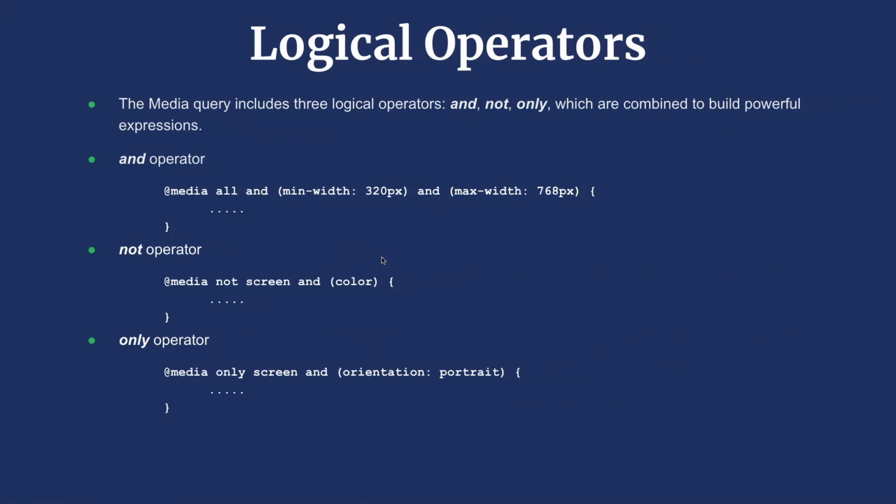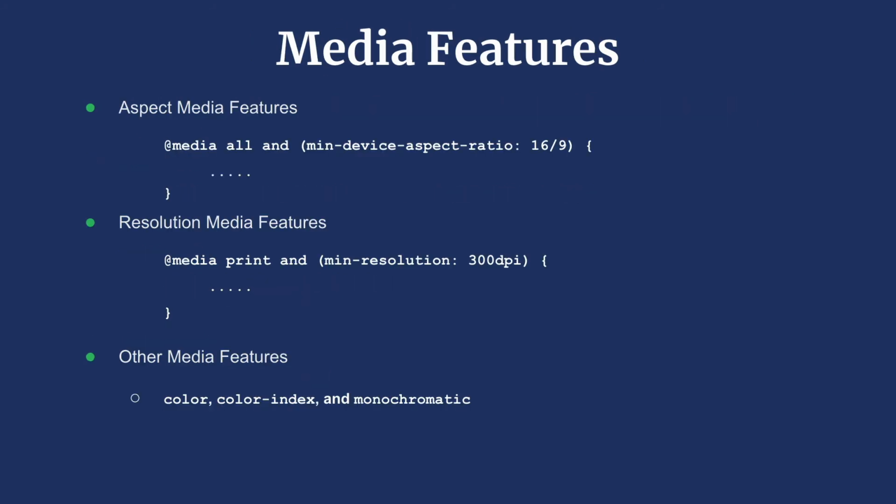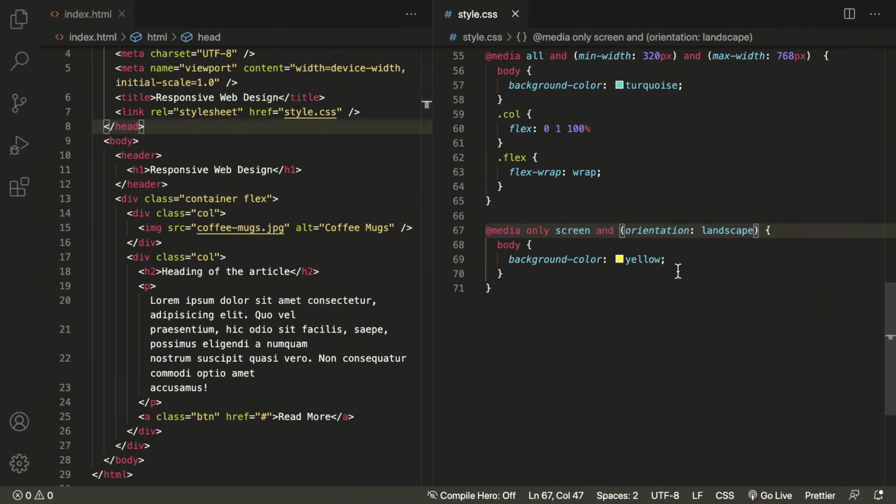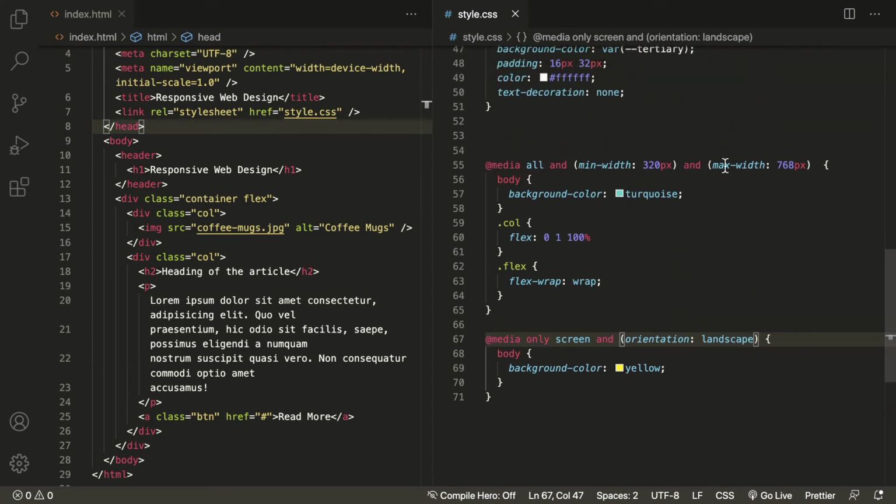Alright guys, so these are the three different logical operators inside the media query that we can combine to build powerful expressions. After the logical operators that we have seen inside the media queries, now let's see the different media features that we can apply inside the media query. So what were the things here we were defining inside the bracket?